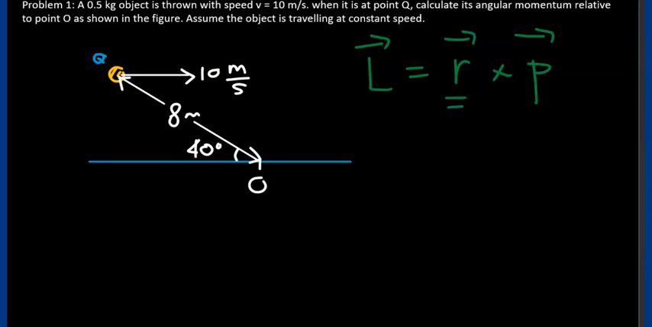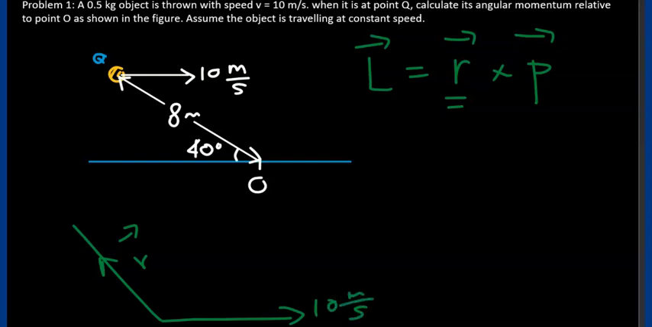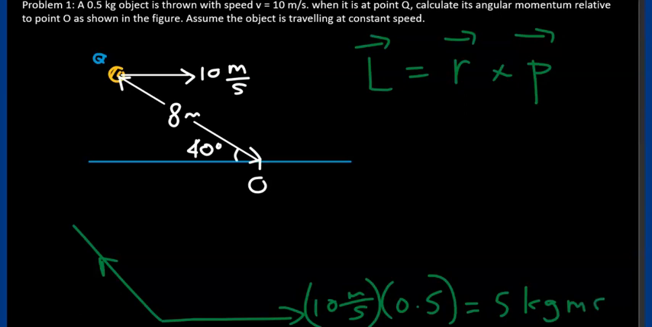Now, what is this position vector? The position vector in this case extends all the way from the axis of rotation to where the object is. So that is the position vector. P is going to the right like that. So that is 10 meters per second times the mass, because we are calculating momentum. So it is 5 kg meter per second. The position vector is 8 meters. So this angle right here is 180 minus 40, so 140 degrees.